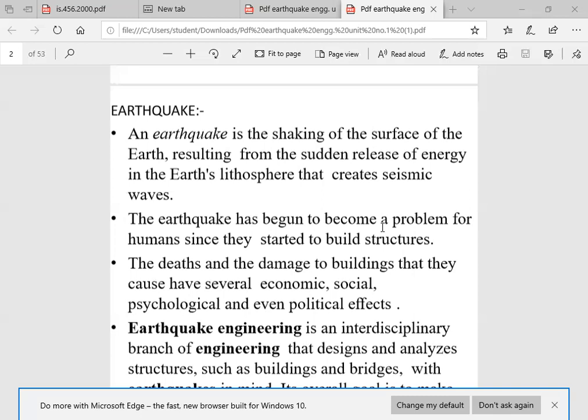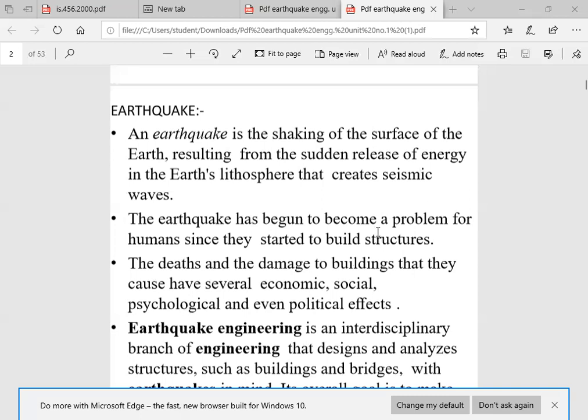So what is earthquake engineering? First, what is an earthquake? An earthquake is a shaking of the surface of the earth crust, resulting from a sudden release of energy in the earth's lithosphere that creates seismic waves. Means when these waves are produced, at that time the shaking or the movement of the earth crust will occur, and that movement is nothing but an earthquake. Shaking of earth or the movement of the earth is nothing but an earthquake.